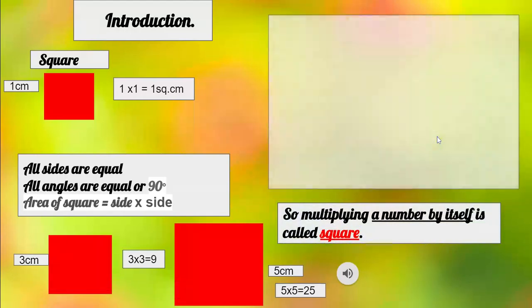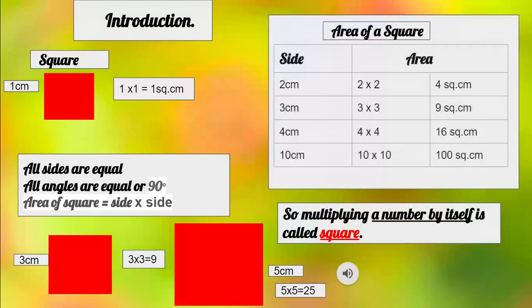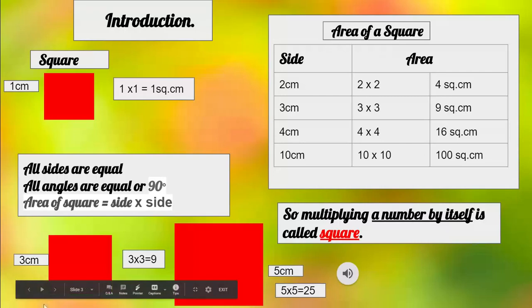Here in the box you can also see some numbers given, meaning finding area, like 2 into 2, that means 2 square is equal to 4. 3 into 3, 3 square is 9. 4 into 4, 4 square, that is 16. 10 into 10, 10 square, that is 100.